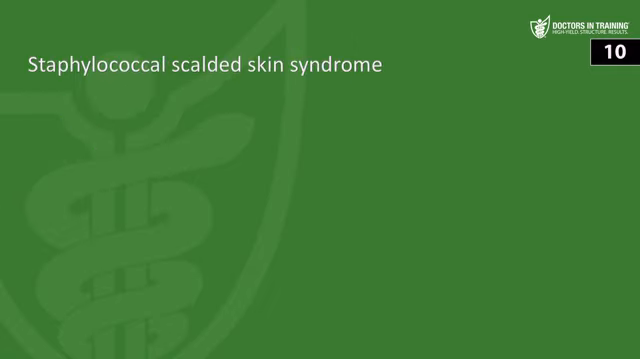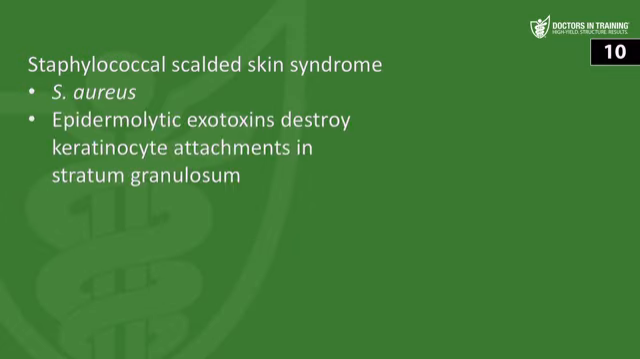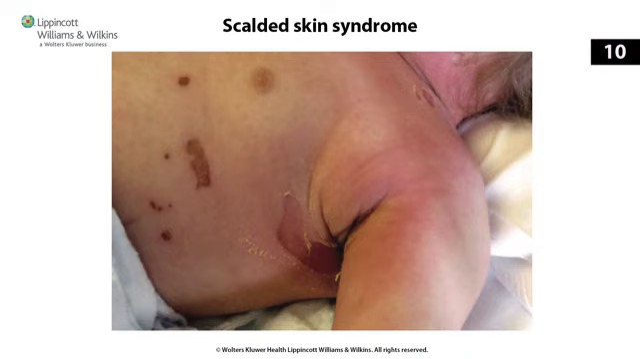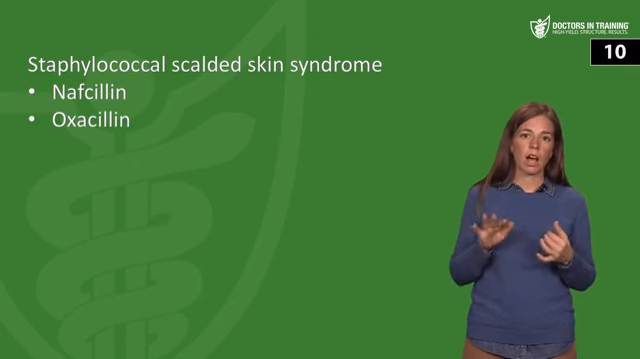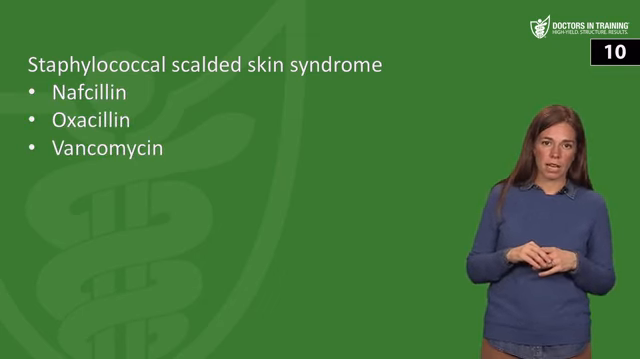Staphylococcal scalded skin syndrome, SSSS. So as the name implies, this is caused by Staph aureus, and the syndrome is induced by epidermolytic exotoxins. So exotoxins A and B are released by Staph aureus, and it destroys keratinocyte attachments in the stratum granulosum. Patients will get fever and a generalized erythematous rash with sloughing of the upper layers of the epidermis. This is most often seen in newborns and children. And treatment includes antibiotics to cover staph, like nafcillin, oxacillin, or vancomycin if it's MRSA.